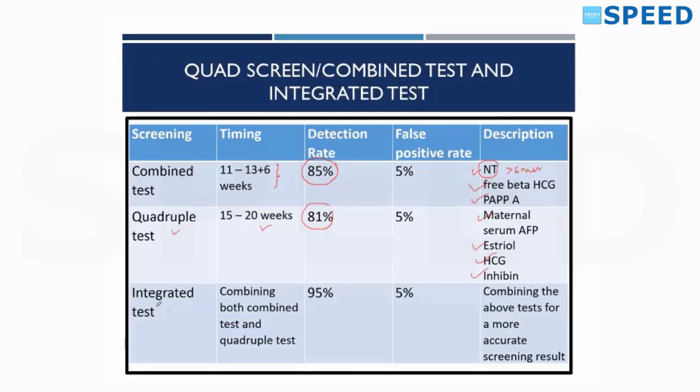But when you perform an integrated test, that is a combined quadruple test and a combined test, that means you combine combined test with quadruple test, then you get integrated test. This will have the highest detection rate of up to 95%. Whether it is combined test, quadruple test, or an integrated test, the false positive rate is constant. It is around 5%. So this is about quad screen, combined test, and integrated test.